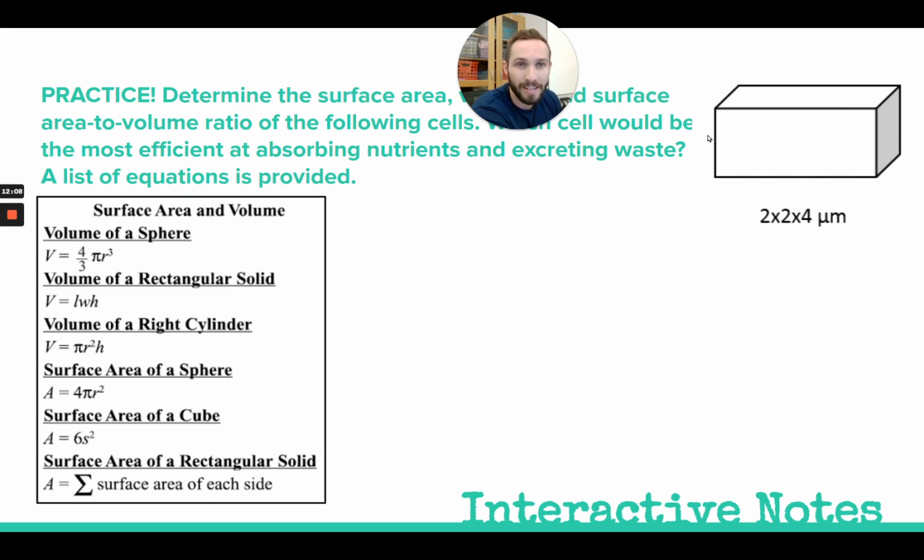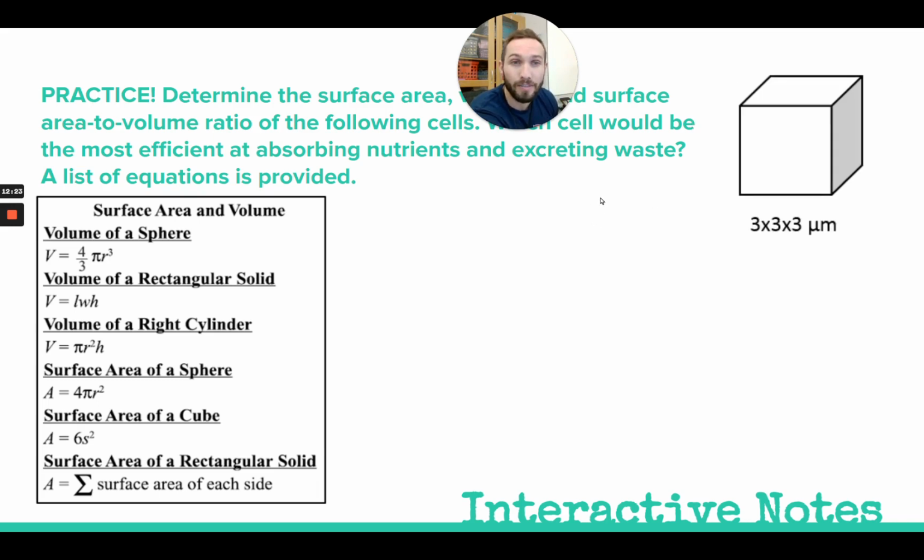But then the left and the right side of this picture is actually a square. It's 2 by 2, that's 4. And this other side is also 2 by 2, which is 4. So anyway, find the area of each side and then add it all together. That's your surface area. Go ahead and calculate the surface area of each of these, calculate the volume of each of them, and then figure out their surface area to volume ratio and see which one is the highest.